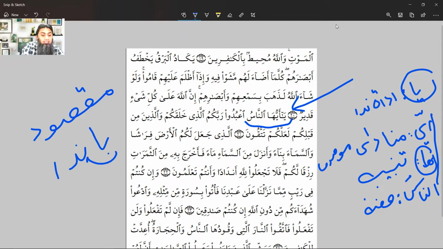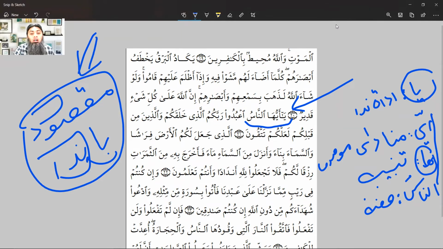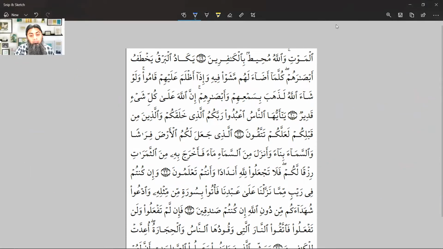Maqsood means purpose, the purpose of calling. Maqsood bin nida. Nida means call, maqsood means purpose, that is, why you are calling. So what I'm saying is, after harfun nida and munada, you will get a statement, a jumla. That jumla is called maqsood bin nida, why you are calling. So always remember this point as well.